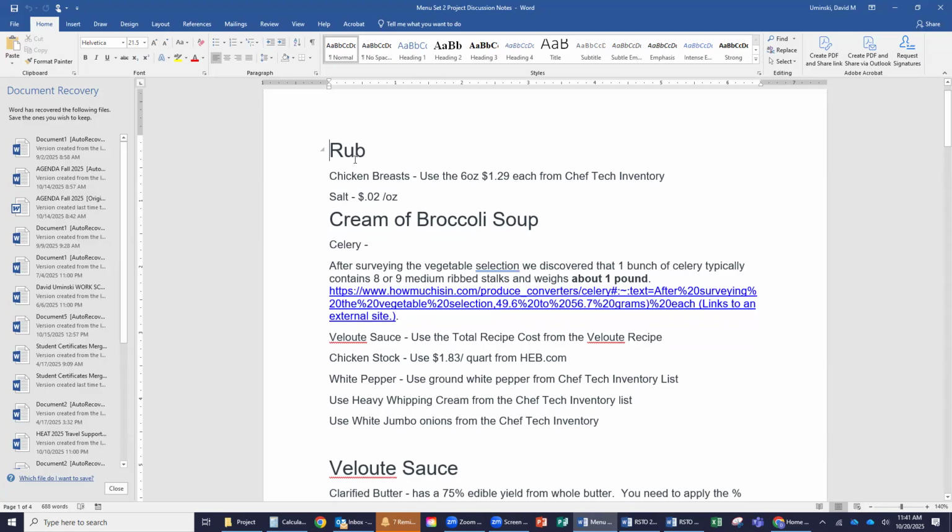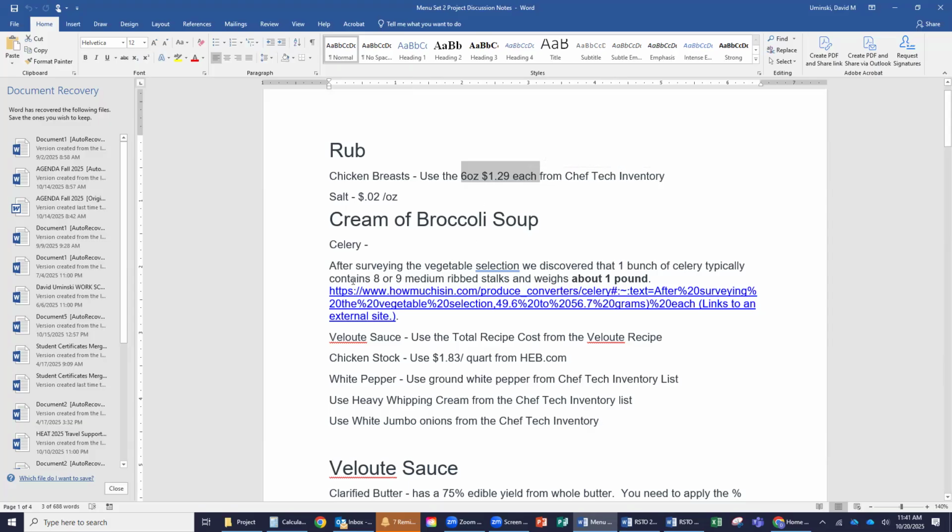So if there's something specific, for example, the rub recipe, there's multiple chicken breasts on the ingredient page. And so I want you to use the 6-ounce ones that are $1.29 each. So sometimes I will tell you exactly which ingredient to use. Sometimes I need you to think critically to figure out which one of the one or two is best to use. Okay.